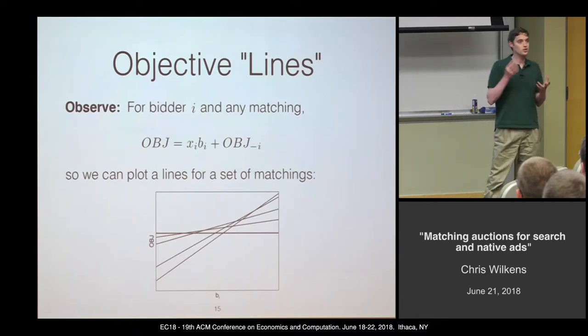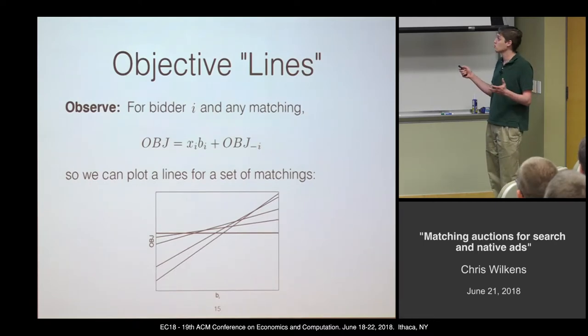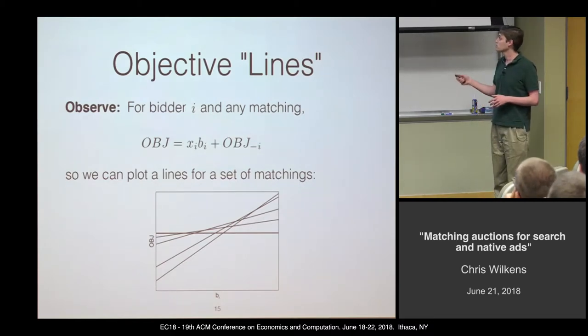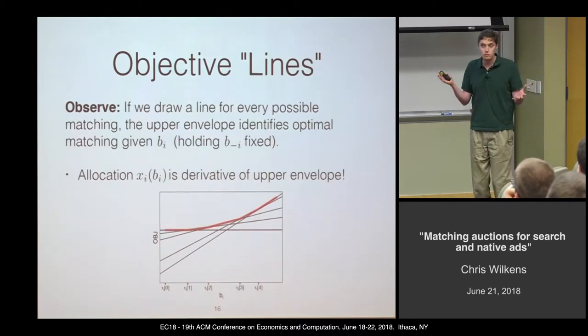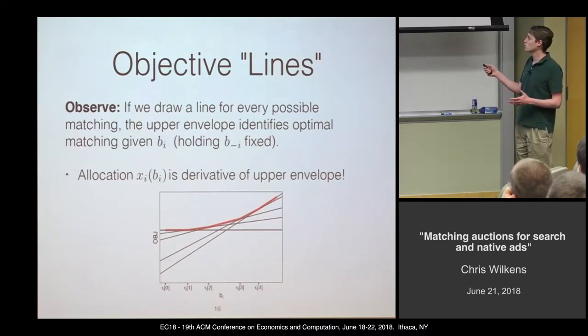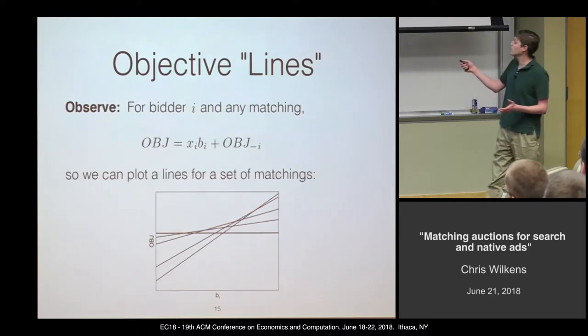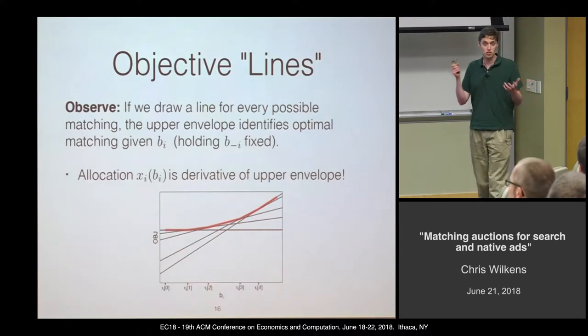If I think about a particular matching, any single matching, the objective value of that matching is linear, right? It's the click probability of i for bidder i times its bid, plus some term that depends on the other bidders. So I could just draw a bunch of lines for a bunch of matchings. And if I drew the lines for all of the matchings, then what does this upper envelope correspond to? It corresponds to, if this was bidder i's bid, what was the best matching? It had the highest objective value. And since the slope of the line is just the allocation probability, the derivative of this upper envelope is the allocation curve that I want.